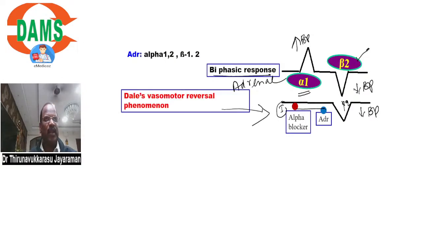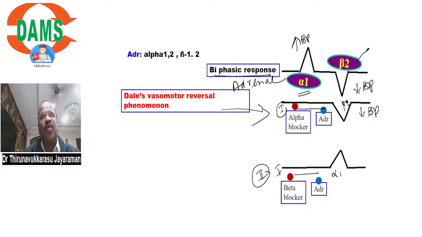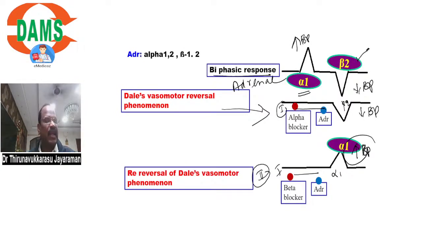My next point, keep in mind this also. My second experiment: if I give first a beta blocker and then I give adrenaline, my adrenaline is now going to act only on alpha 1. By acting only on alpha 1, it causes only increase in blood pressure. This experiment is known as re-reversal of Dale's phenomenon. So in re-reversal, first we give beta blocker, whereas in your question, the Dale's vasomotor reversal, first we give alpha blocker. This is what your question was.